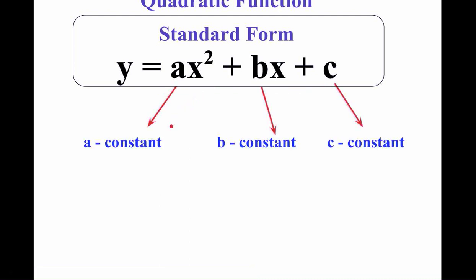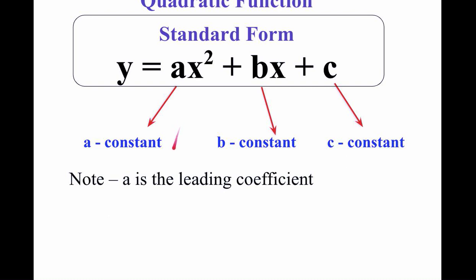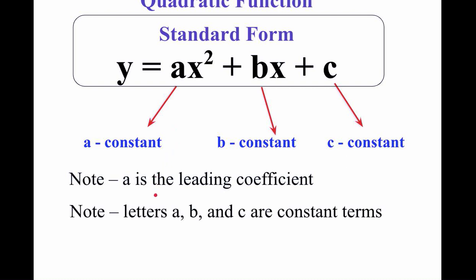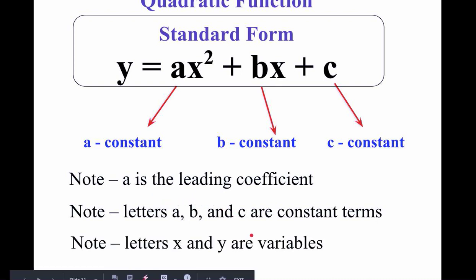All right, so a, b, and c are what we call constants. In other words, there's some kind of number. It can be a fraction, can be a decimal, can be a negative, can be a positive. Whatever that is, it's not going to change. What changes is your variable, x. A is the leading coefficient. A, B, and C are also constant terms. The letters X and Y are variables. So those are the things you need to know there.